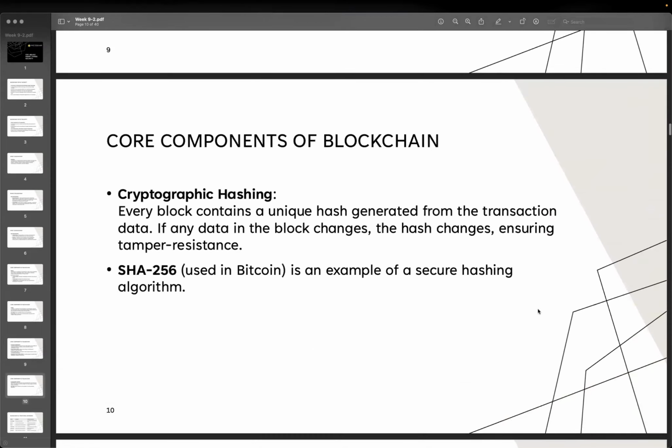And another part will be the cryptography, because we talk about using hashing everywhere. All the blocks will contain a unique hash. They will generate it from the transaction data. So in case any data in a block changes, then the hash will also change. So it ensures tamper resistance. You know, tampering is when they try to put something on top. And for Bitcoin, you see we're using SHA-256. It's one example. It can help to secure the hashing algorithm.